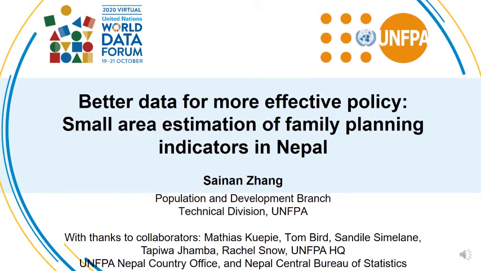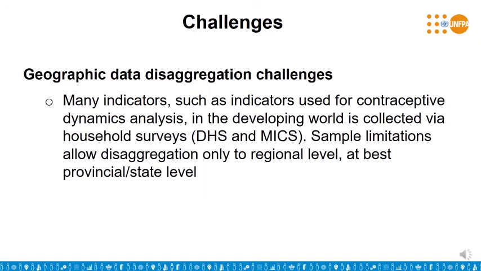The small area estimation case study I'm going to present is applied to family planning indicators in Nepal. I'd like to give my special thanks to the project collaborators, my colleagues at the UNFPA headquarters, the UNFPA Nepal Country Office, and the Nepal Central Bureau of Statistics. I'm starting with data disaggregation challenges. Many SDG indicators, including health-related indicators or family planning indicators, are only available in household surveys such as DHS and MICS. Due to the limited sample size, data can only be disaggregated to regional level or provincial level.